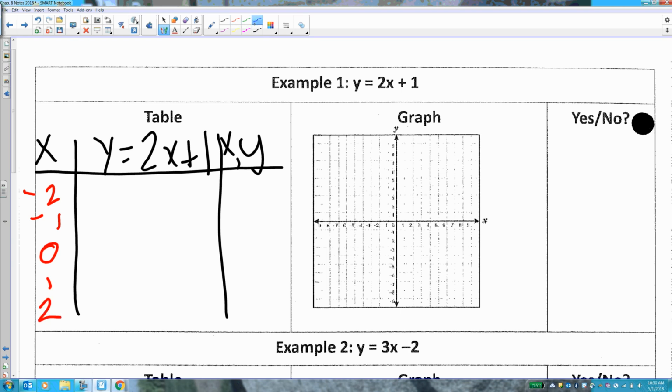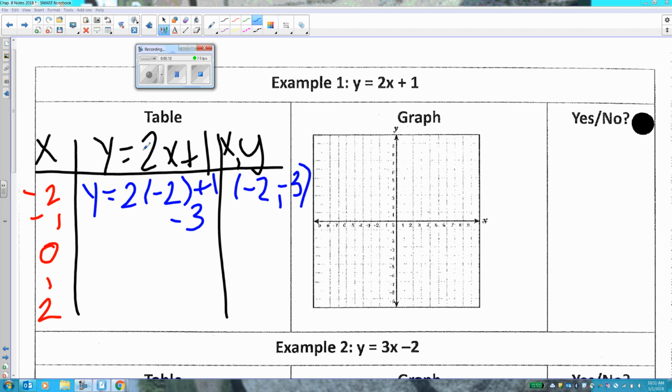All right. Now we're just going to plug it in. So y equals, instead of x here, I'm going to use -2, times 2 plus 1. So -2 times 2 is -4. -4 plus 1 is negative 3. So this is negative 2, negative 3. You're going to do that all the way down. Then you're going to graph it. And thankfully, all of these are going to be functions because they should form straight lines. So you complete the rest of that, and then you can come back and check.